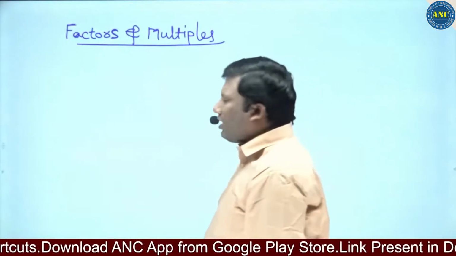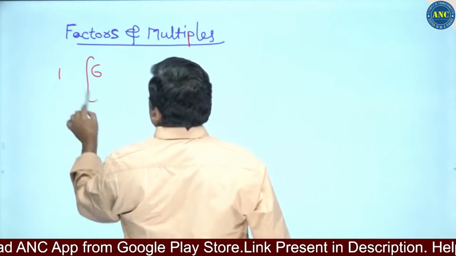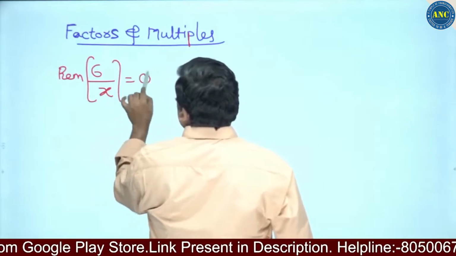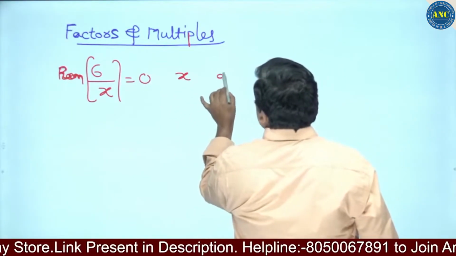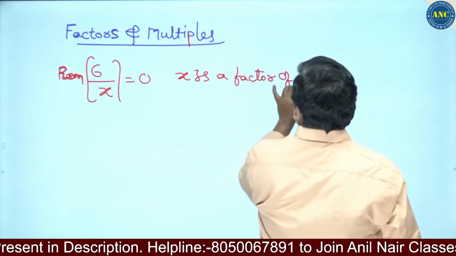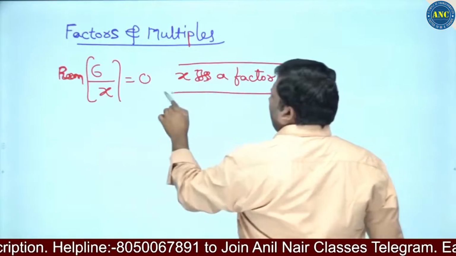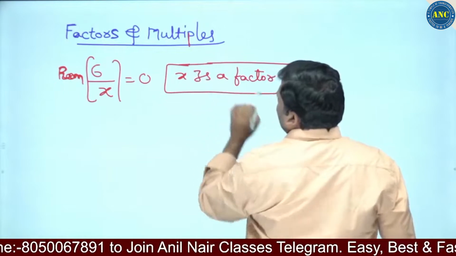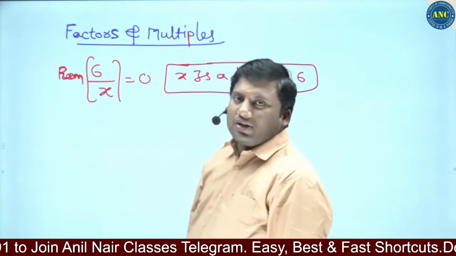What is a factor? Suppose I took a number 6. If 6 is divided by some natural number x and the remainder is 0, then x is a factor of 6. A number when divided by any other number, if the remainder is 0, then that number in the denominator is said to be a factor.